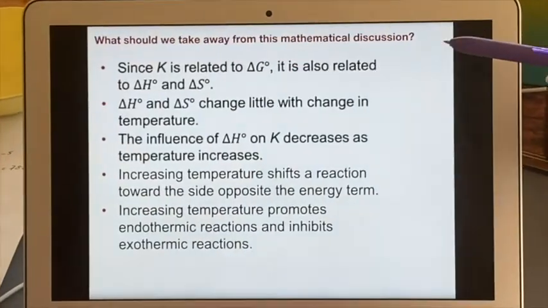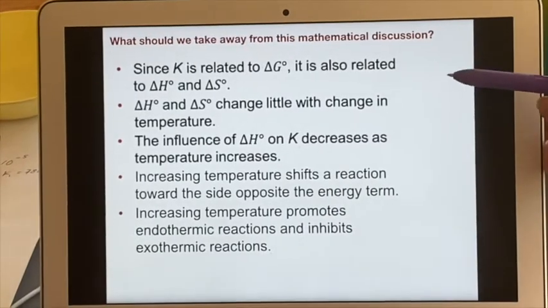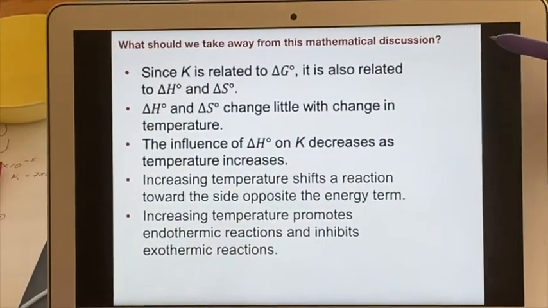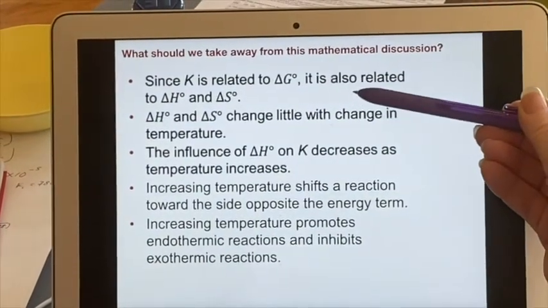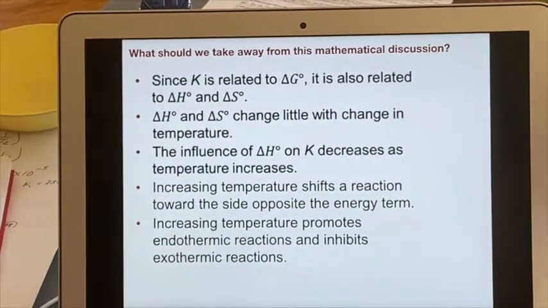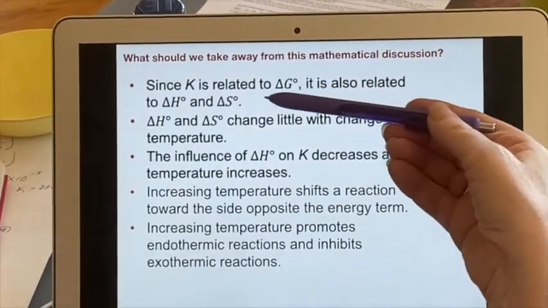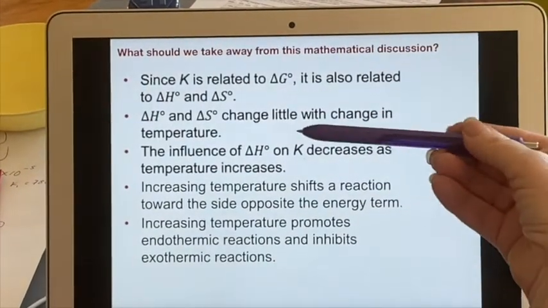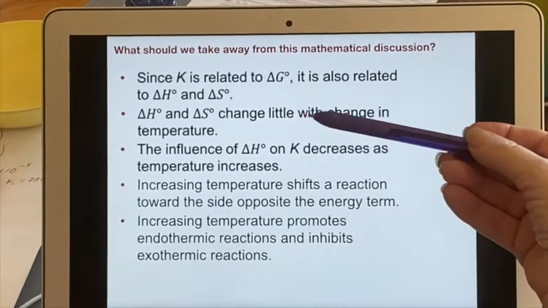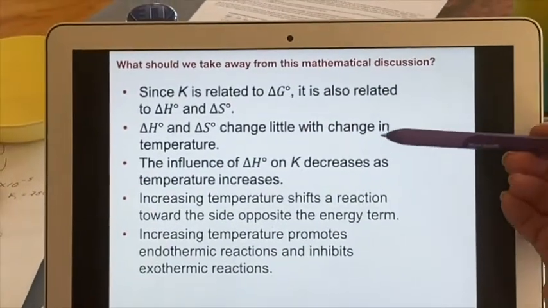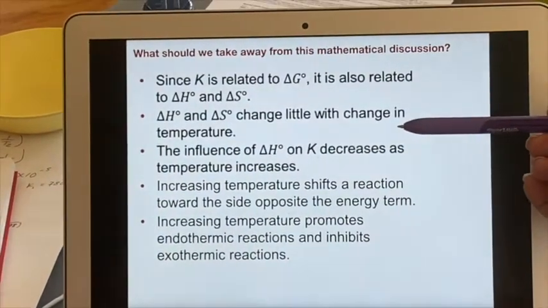This has been a rather mathematical discussion, and it's going to continue to be. But I just want to recap a few of the things you should take away. Now that we know that K is related to delta G, it's got to also be related to delta H and delta S, because we know that delta G is related to delta H and delta S. As long as we stay in the same phase, delta H and delta S don't change very much with changes in temperature. And that allows us to play a few games as far as the equations that we have come up with.